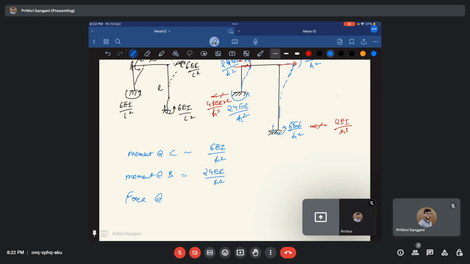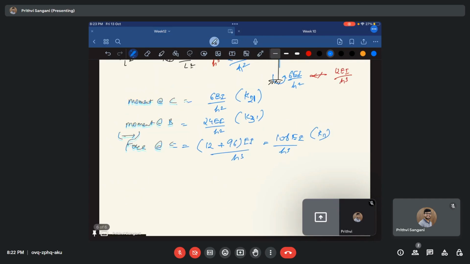Force at C, horizontal force, is 12 plus 48 times 2, which is 96, 96 EI by H cube. That will be 108 EI by H cube. Okay. So this is nothing but K11. This is K21, sorry, this is K21. This is K31, and this is K11.